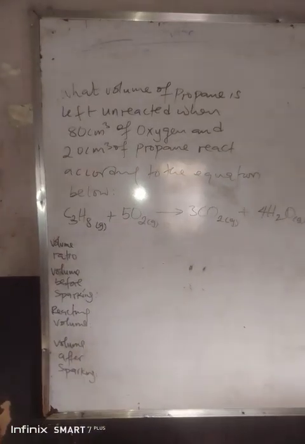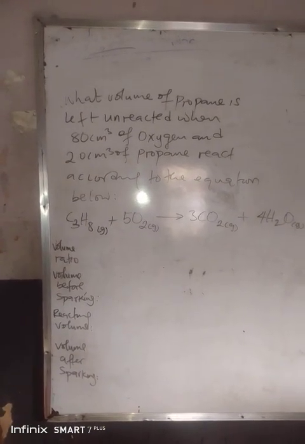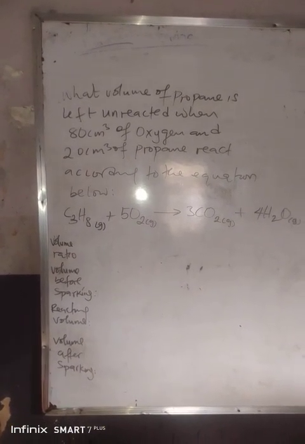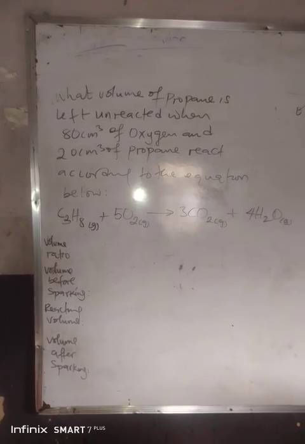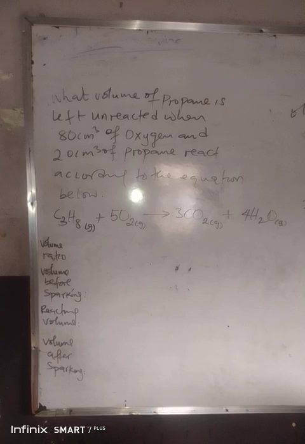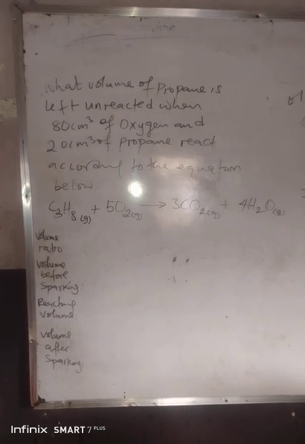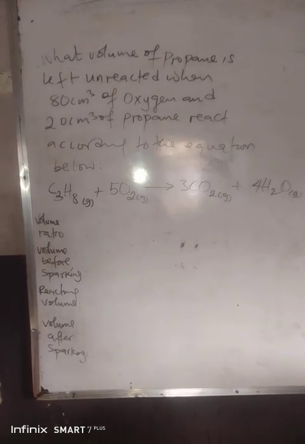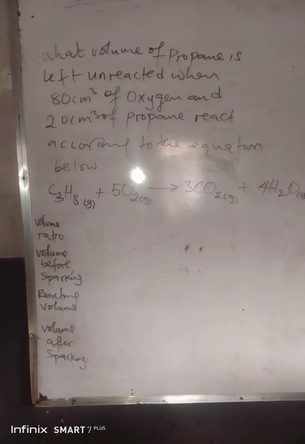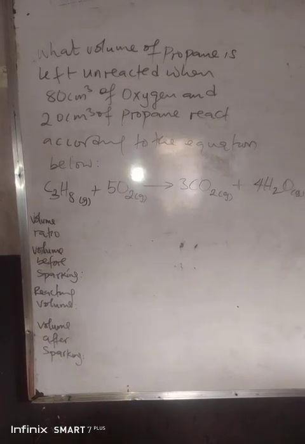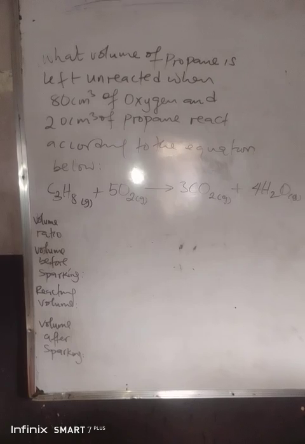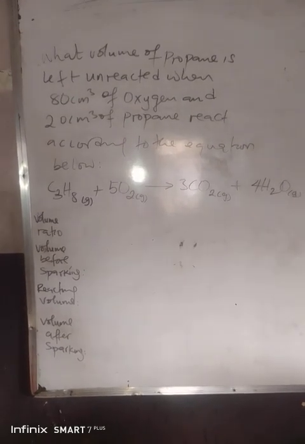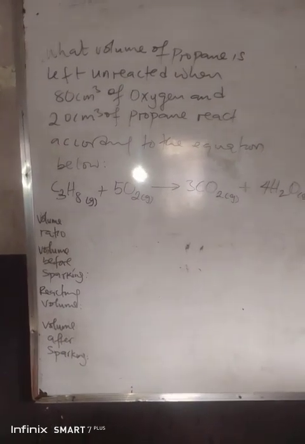Look at this question. They say, what volume of propane is left unreacted when 80 cm³ of oxygen and 20 cm³ of propane react according to the equation below? Look at the equation. Propane is balanced by 1, C3H8. Oxygen is balanced by 5, O2. It means that irrespective of whatever they give us, whatever will react for oxygen must be 5 times whatever is reacting for propane.